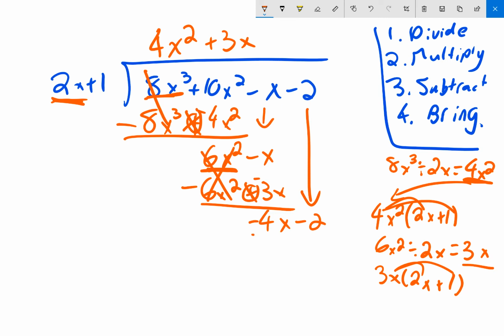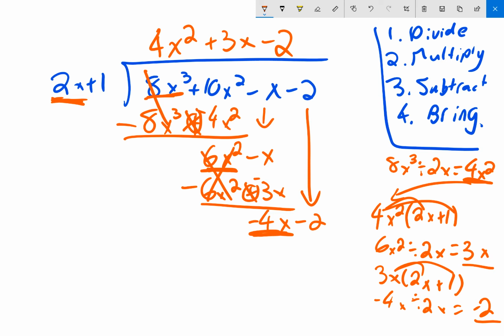So now one more time, divide this first term, negative 4x, by the first term on the outside, which is still 2x. Negative 4 divided by 2 is negative 2, and the x's are going to cancel. So that negative 2 is the result that goes up on top. At this point, it is multiple choice, so I'm not even going to bother finishing the problem. I already can see my answer written down, right? Option 4.